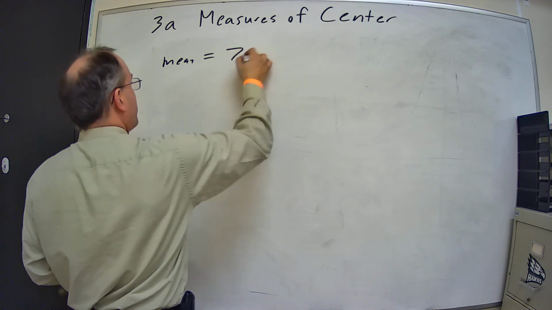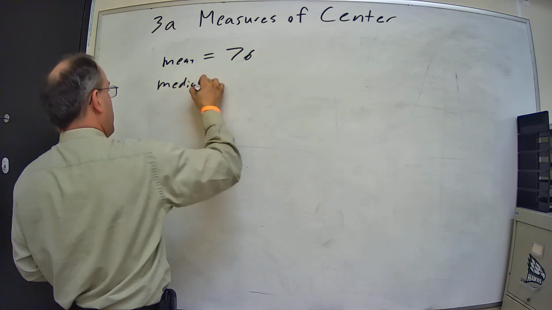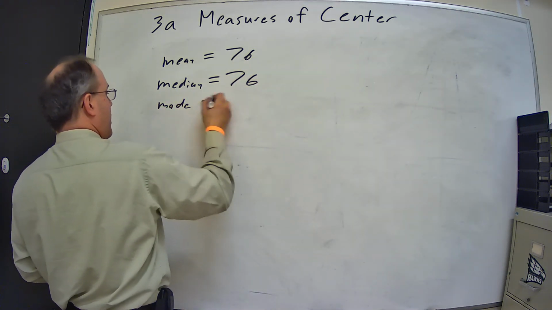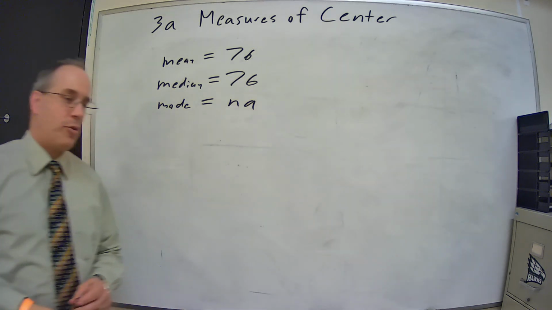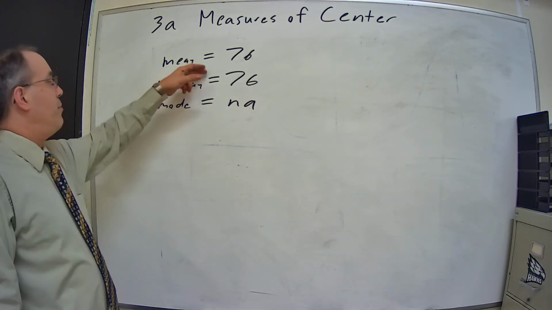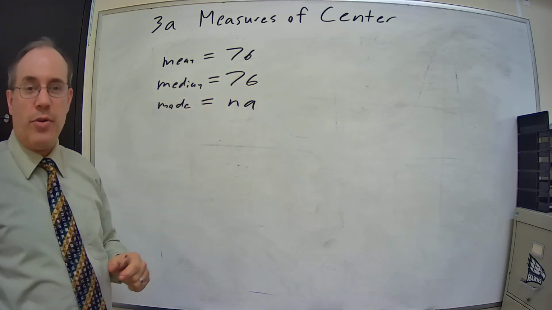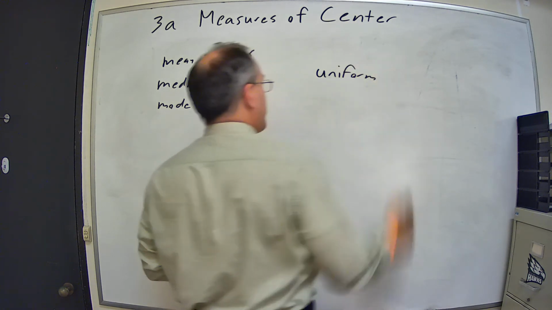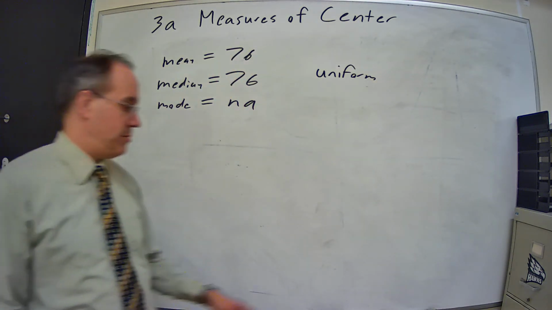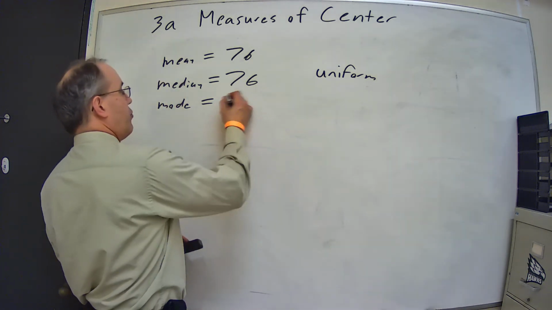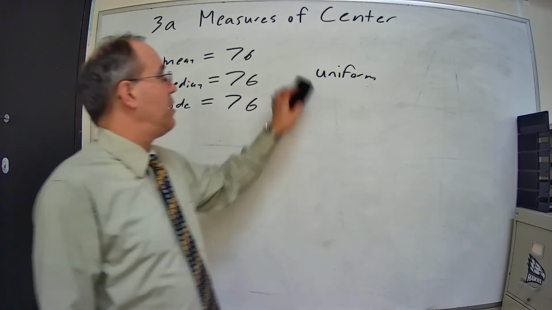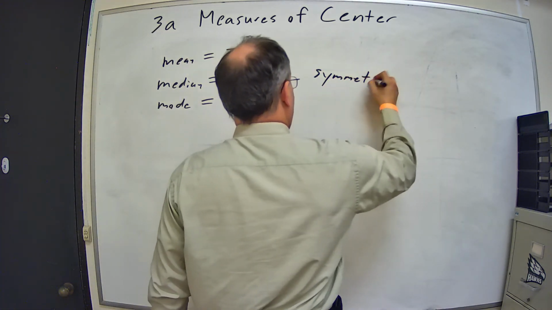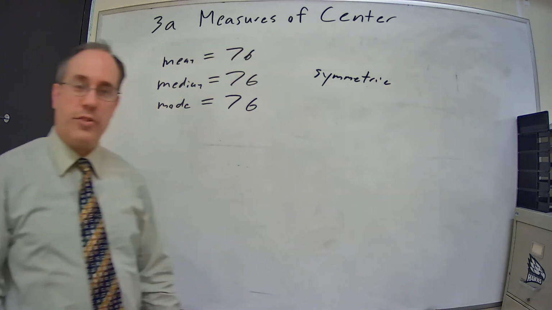We have a mean of 76, a median of 76, and a mode not applicable. So no mode. So if we have a mean and median and they're the same and we don't have a mode, then our estimate is that this is a uniform distribution. What if the mode was also 76? Well, if that's the case, then we have a symmetric distribution.